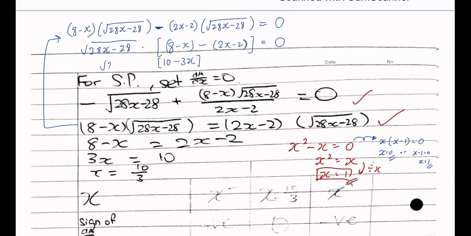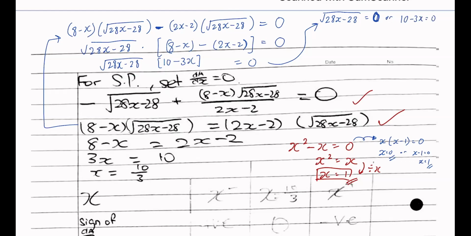Times square root 28x minus 28 equals 0. So as a result, you got something multiplied by something equal to 0. Each of the somethings can become equal to 0. Something times something equals 0, so each of them equals 0. And 10 minus 3x equals 0.